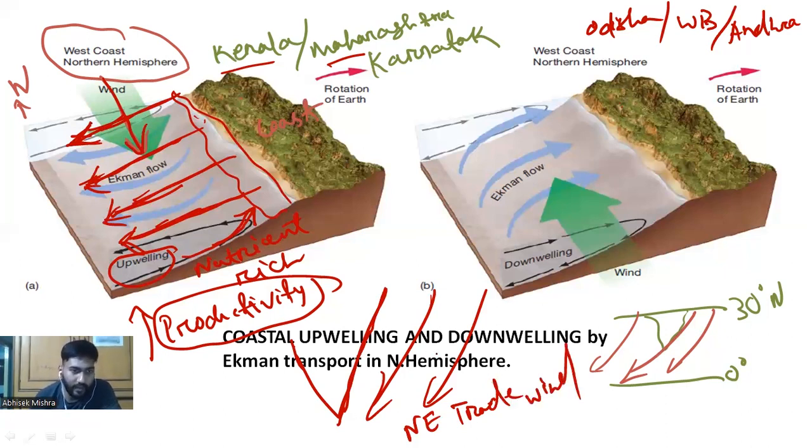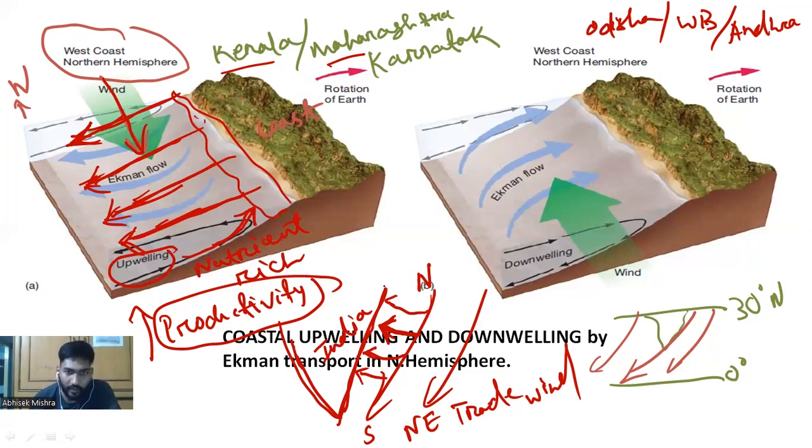When the northeast trade wind is moving in the coastal region, let's say it is moving from north to south, for example, in a southerly direction. So the surface water will move towards right of the wind direction. According to Ekman transport, the Indian subcontinent is in the northern hemisphere, so the Ekman transport direction is right of the wind direction. So the water will move towards right with respect to the wind direction. So now the water is approaching the coast, or the water is moving towards the coast.